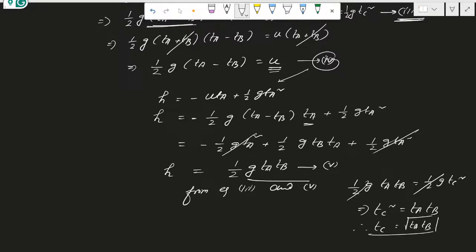This is a very important problem, and this problem was asked in JEE Mains 2024, 6th April evening set. So it is a very important question, and this topic is very much important.